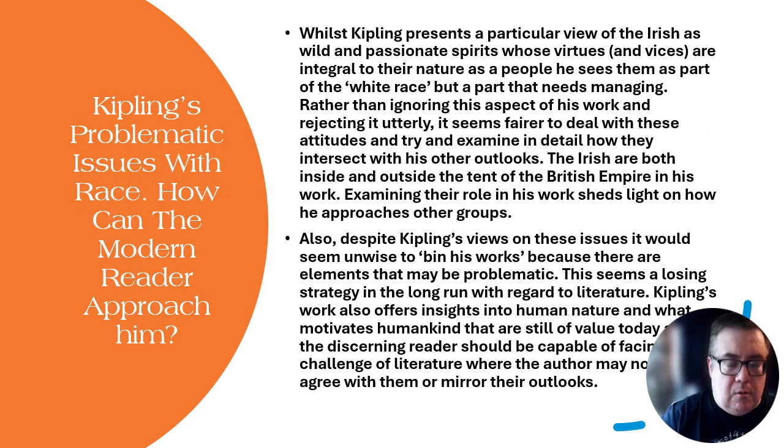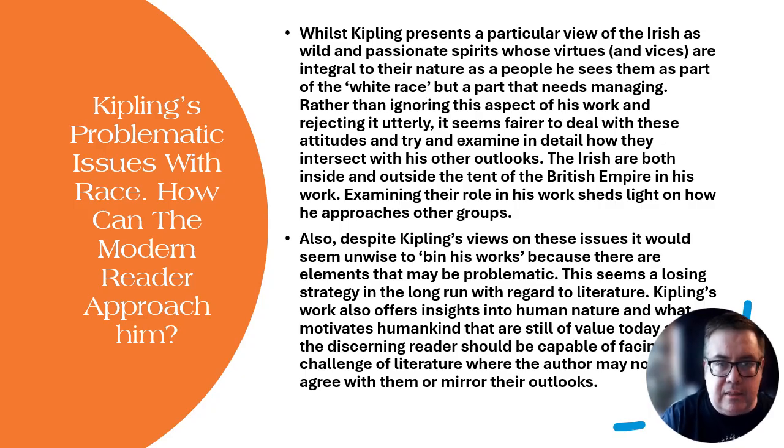Given Kipling's, shall we say, somewhat problematic views of various races, normally the Indians are the ones mentioned for this, although he has views that can be difficult to wrestle with of other races, how can we approach him? I'll approach it from my viewpoint of looking at the Irish in Kipling's works, as we were here, and these are my thoughts on it.